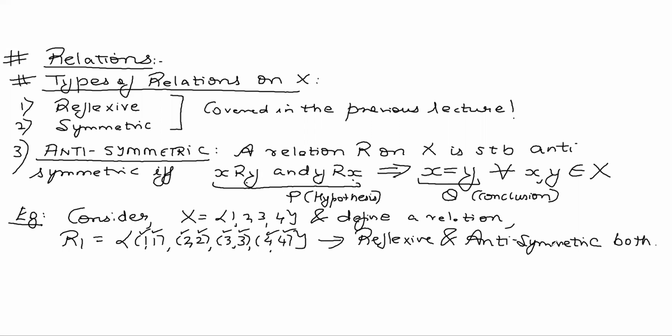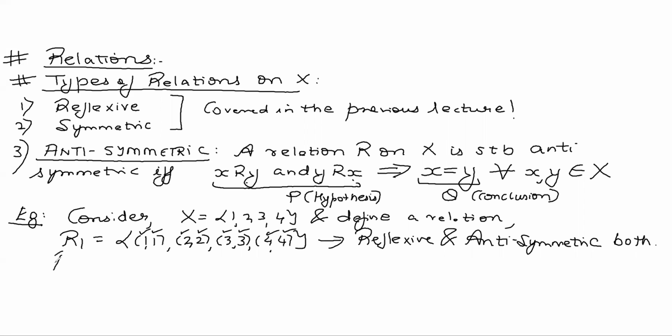Why is it reflexive? Because X is related to itself for all X belonging to capital X. Why is it anti-symmetric? Because if X is related to Y and Y is related to X, you can see X is equal to Y.